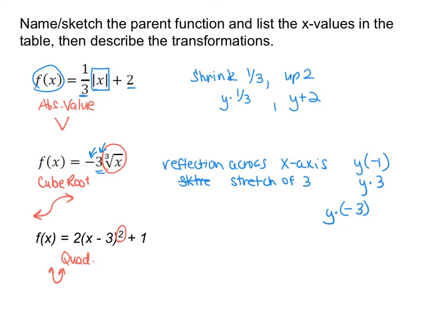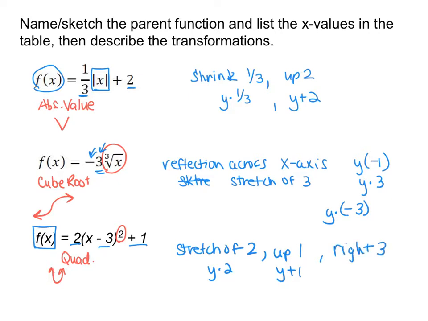And the last one has multiple transformations. So let's just start with everything that affects the y, so everything on the outside. The 2 is on the outside, the 1 is on the outside. So this is going to be a stretch of 2, because it's bigger than 1, and then it would go up 1. Or we could say y times 2 and y plus 1. And the -3 is inside, so that means it's going to go right 3, opposite direction, so right, or x plus 3, opposite direction.